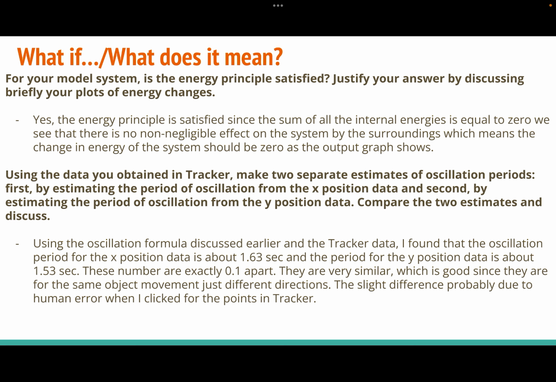So for the "what does it mean" questions: Yes, the energy principle is satisfied since the sum of all the internal energies is equal to 0. We said that there is no non-negligible effect on the system by the surroundings, which means that the change in energy of the system should be 0, as the output graph shows.